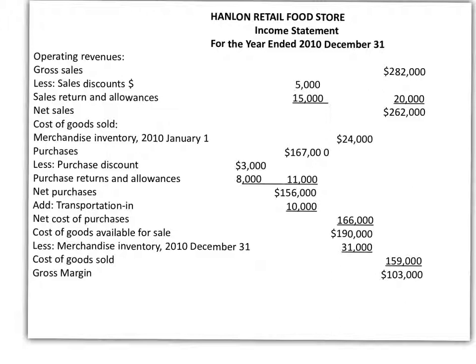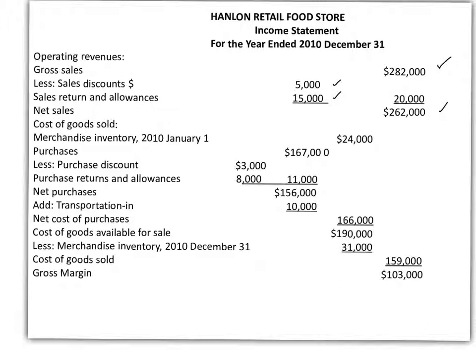To begin with, we look at, as we did before, revenue. We start off with gross sales. We subtract sales discounts, sales returns and allowances, and we come up with net sales. So we classify the sales that way.